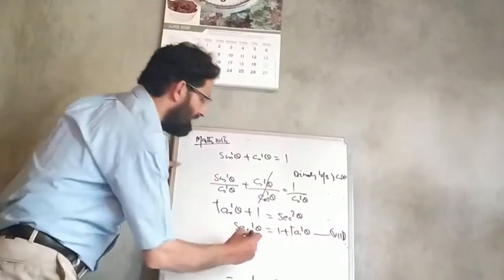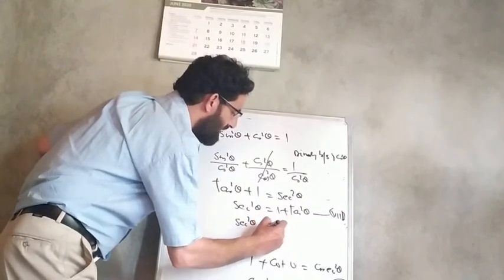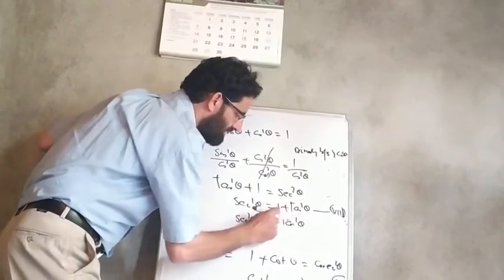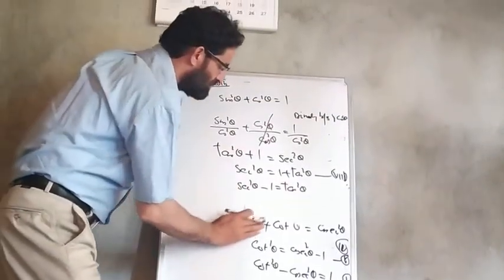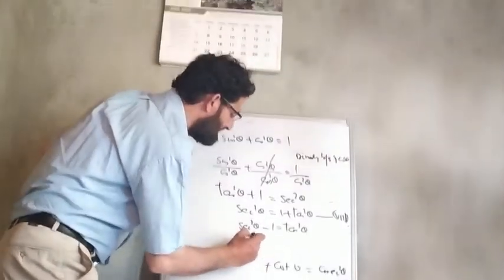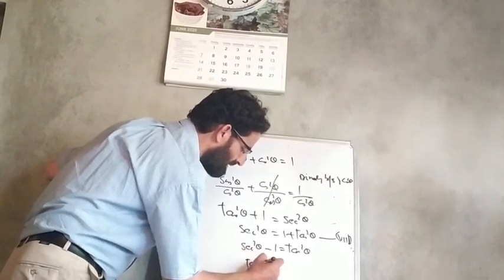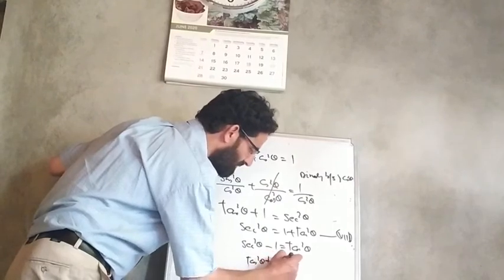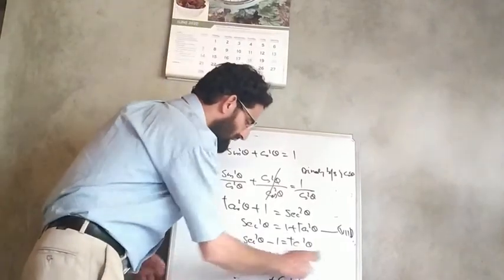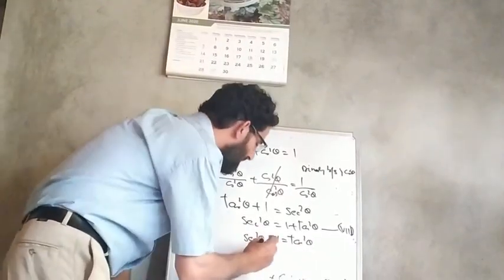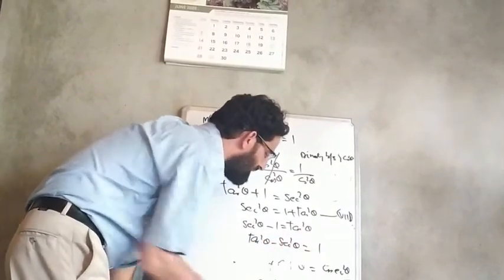So again, this sec square theta minus 1 is equivalent to tan square theta. Transfer this one to this side. So tan square theta is sec square theta minus 1. So what is this? Sec square theta, tan square theta plus sec square theta is equivalent to 1. Now tan square theta, we can write here tan square theta minus sec square theta is equivalent to 1.